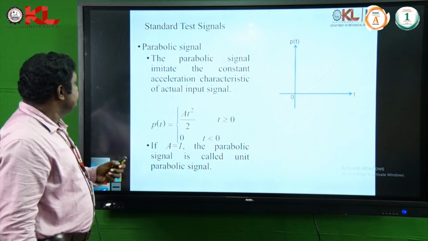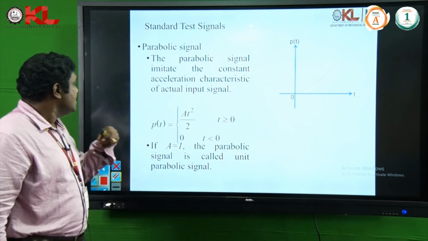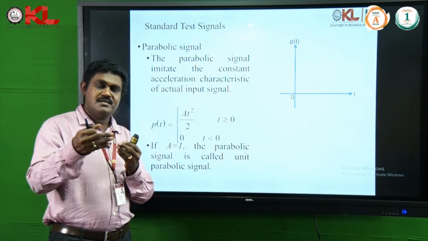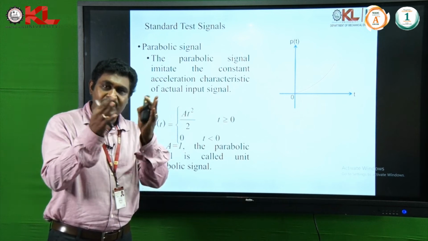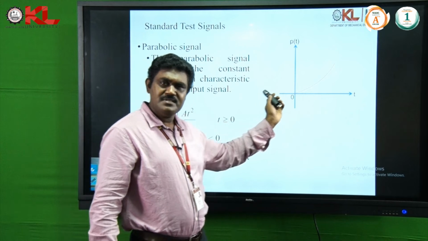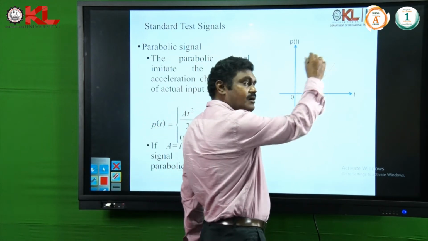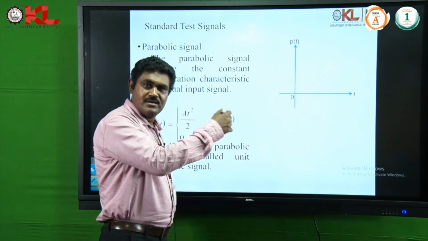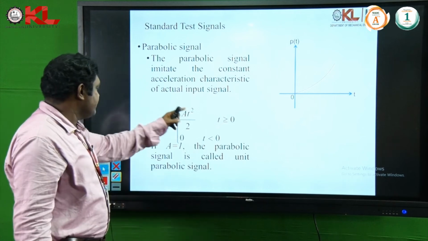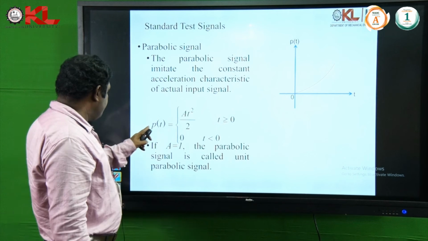The parabolic signal imitates the constant acceleration characteristics of the actual input signal. So, for constant acceleration of the input signal, we represent it as parabolic in nature. Now, if you see this diagram, the time is on the x axis and the output is on the y axis, and it is a parabolic curve. It increases according to time, and the value varies in a parabolic nature.